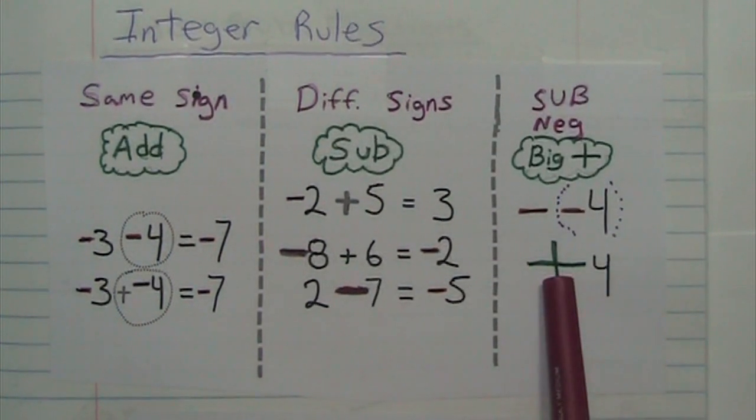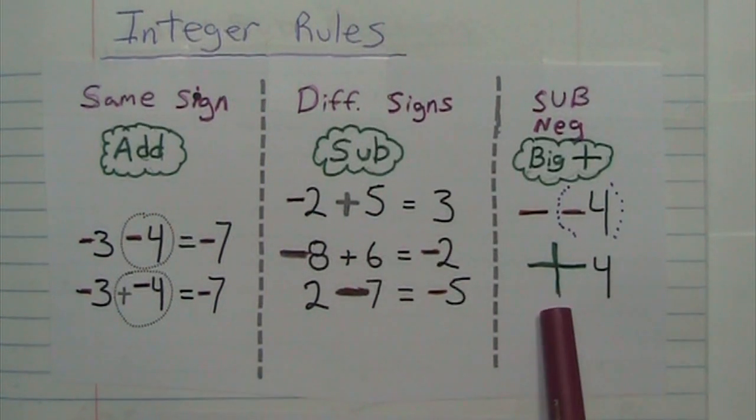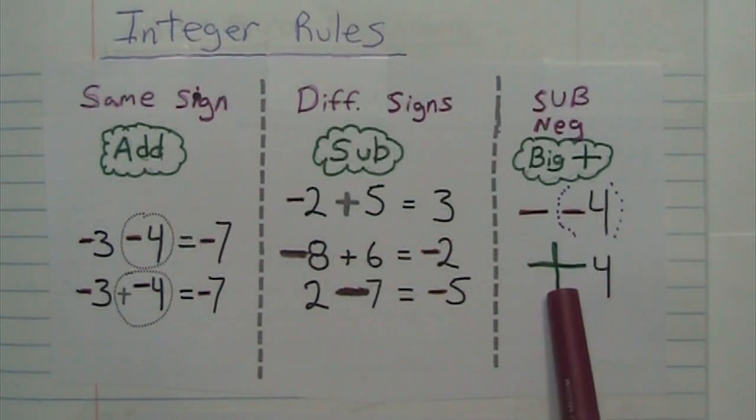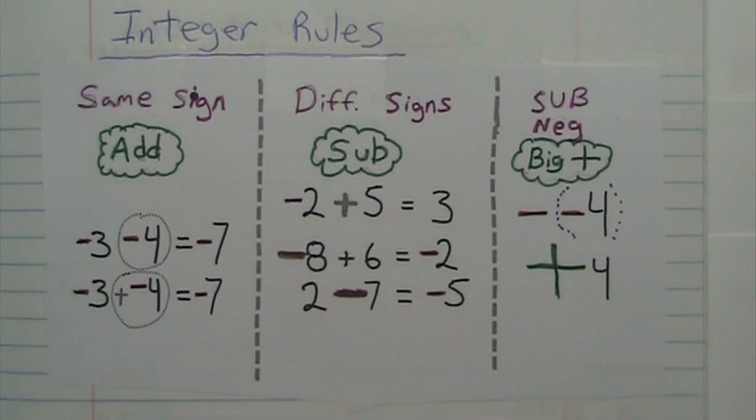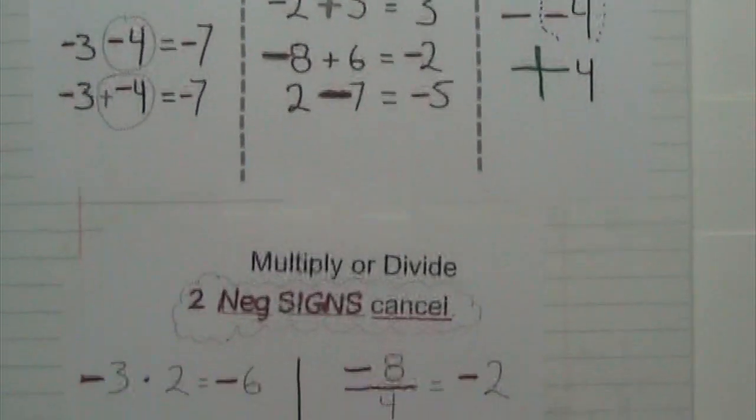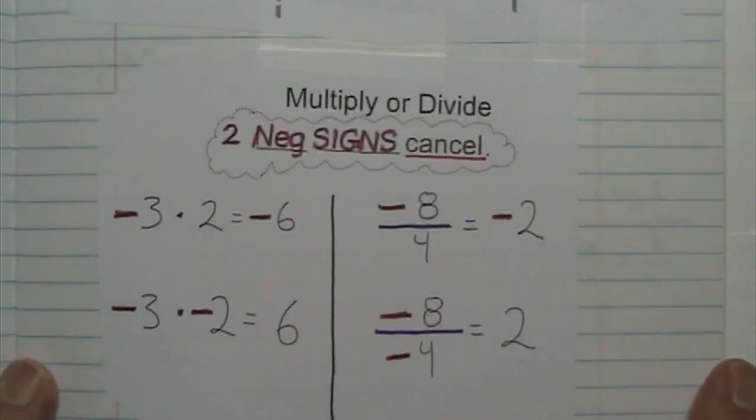And then the circumstance where we're subtracting a negative number. That's like adding. That's a big plus. In other words, this is not minus -4. It's just +4. All right, so that's the rules for that. And multiply and divide, that's the easiest.